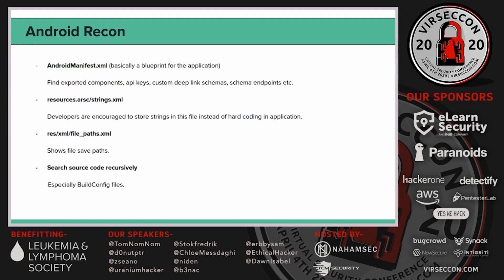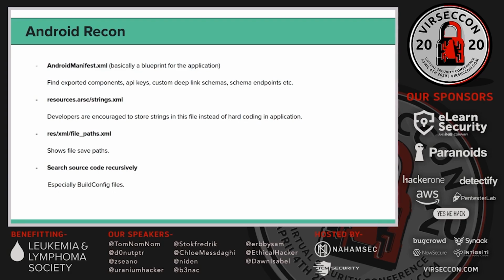Next, I'm going to go over my Android recon process. First, I'll look at the Android Manifest, because it's basically a blueprint for the Android application. It'll list all exported components. Sometimes there are hard-coded API keys, and the deep link schemas will be in the manifest.